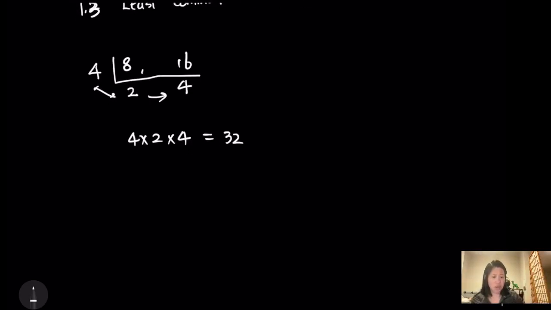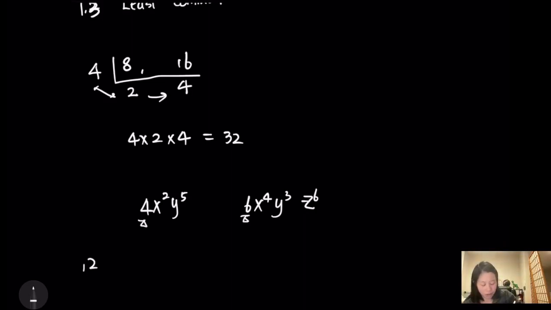So we can use the same thing for a variable, like 4x squared y to the 5th, and then 6x to the 4th, y cubed, z to the 6th. To do that, let's start with the coefficients. With coefficients 4 and 6, you might very quickly identify 12 as the least common denominator for the coefficients, which are 4 and 6.